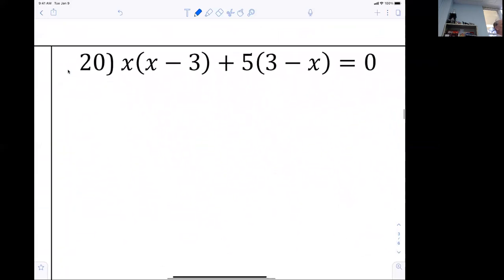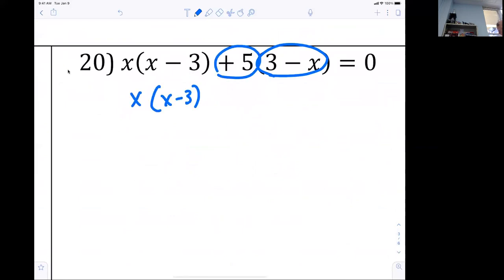All right, we've got an issue. So what do I have to do because this is 3 minus x? What does this 5 become? Right, so I want everybody to write x times x minus 3 minus 5 times x minus 3 equals 0. Everybody see that? Now I can do what? Factor that. And that becomes x minus 3, x minus 5.